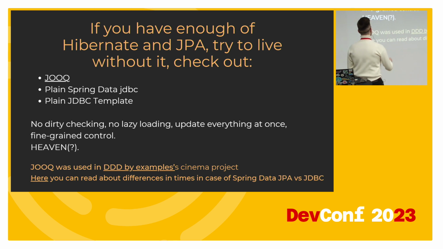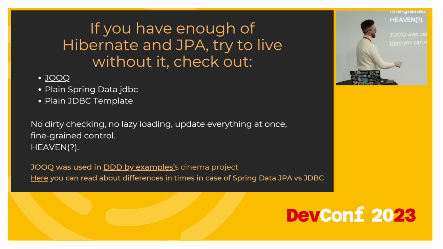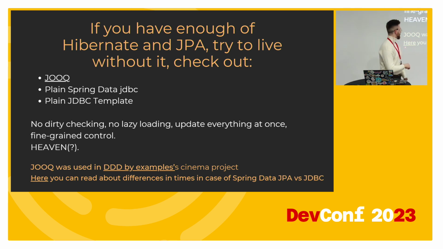In the case of Jooq, it was used in the DDD by Example Cinema project, coded by Jakub Pilimon. At the end, I will give you the presentation so you can click that link. Also, you can read here about the differences in times between JPA, so Hibernate, the full ORM, and JDBC, some wrapper for JDBC from Spring Data. So something that you would use in that combo. And the spoiler is that JDBC is faster, but you don't have dirty checking and so on.